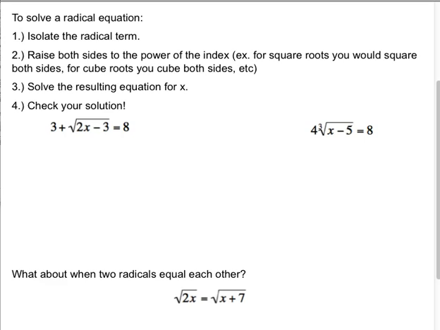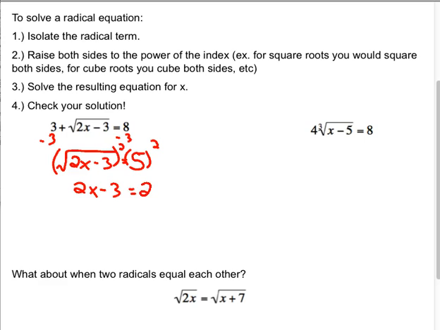So the first thing I'm going to do here is isolate my square root. To isolate the square root means subtracting that 3 off. So I've isolated my square root. Now I need to square both sides, because squaring is going to undo the root. So when I square it, it undoes the root, and then I get 25 on the other side.